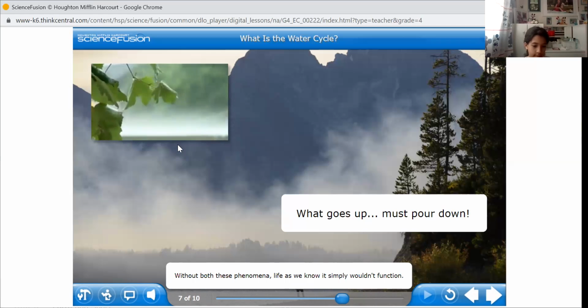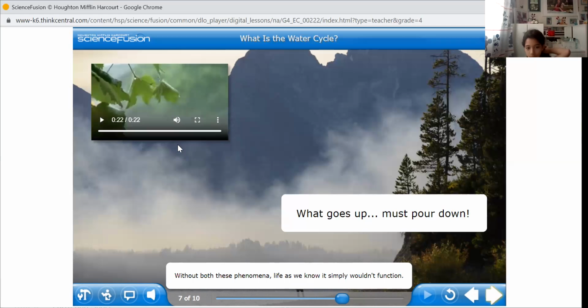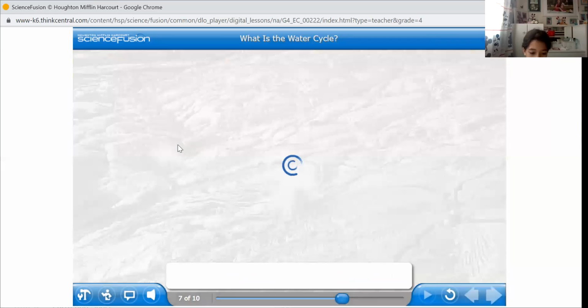So what goes up must pour where? Sinan. Everywhere. It has to go everywhere. So it will go up again? No, it will go down to the groundwater. Excellent. It will go down to the ponds, sea, and also rain at cities and countries. Excellent. And eventually it will go up again to continue the water cycle.